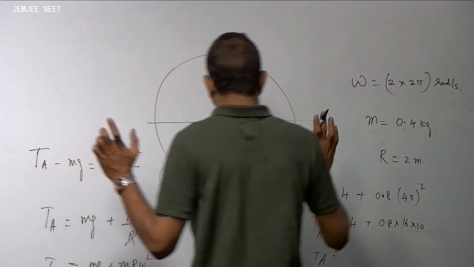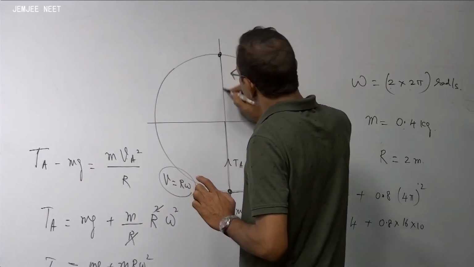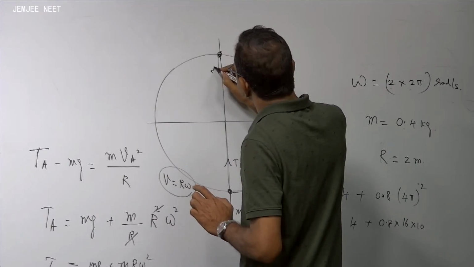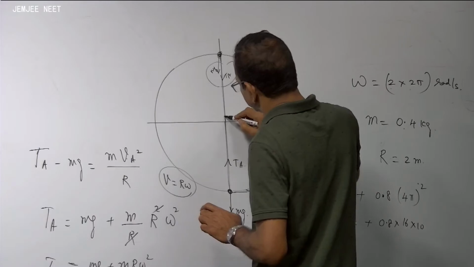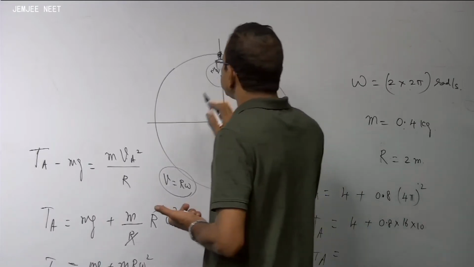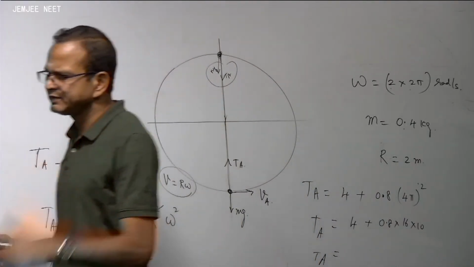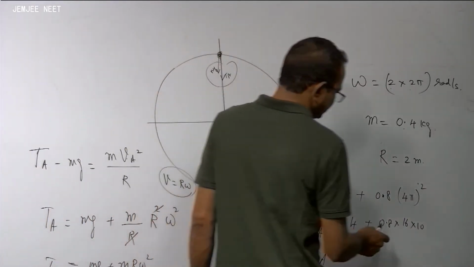No, you don't get confused. Very simple. You look at the arrow mark. This is a rope, a string. This is a body. This is mg. This is tension. Now look, both of them together help you to give the centripetal force. So in this case, TA plus mg. Don't memorize top, bottom and all. In the given situation, what's the answer? You check it. Come on, how much is the answer?